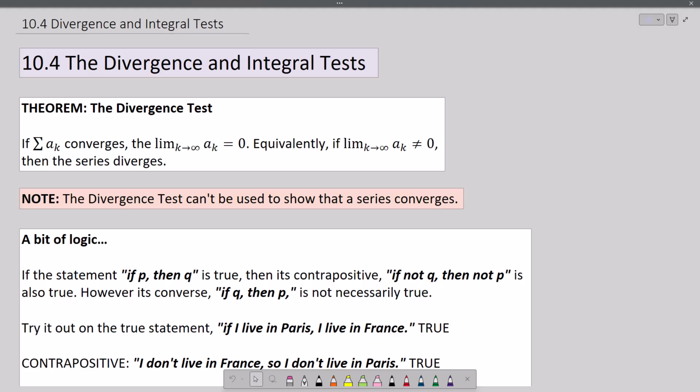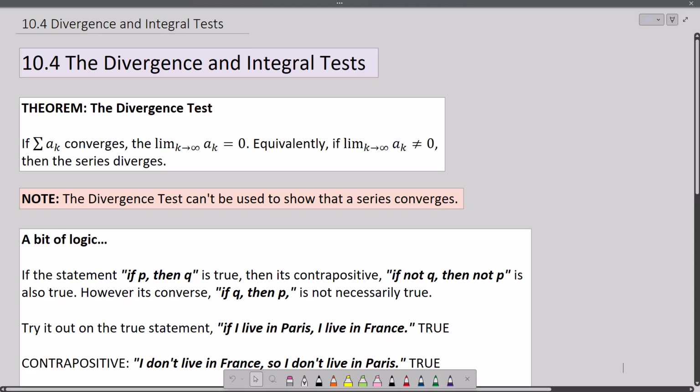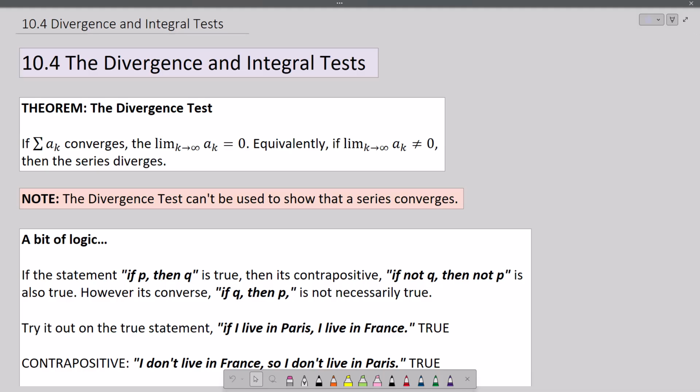This would be inconclusive with the divergence test because the terms are going to 0. So then you have to go use a different test. The divergence test is just a quick check. Hey, are the terms going to 0? Yes? Then the divergence test is inconclusive. Got to do something else. But if the terms aren't going to 0, boom, you conclude it diverges and you're done.